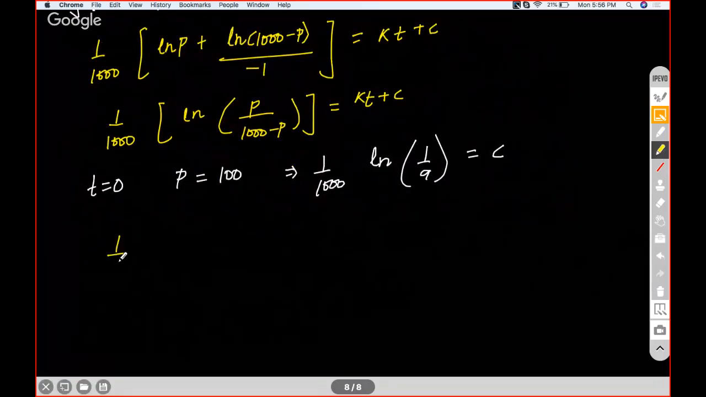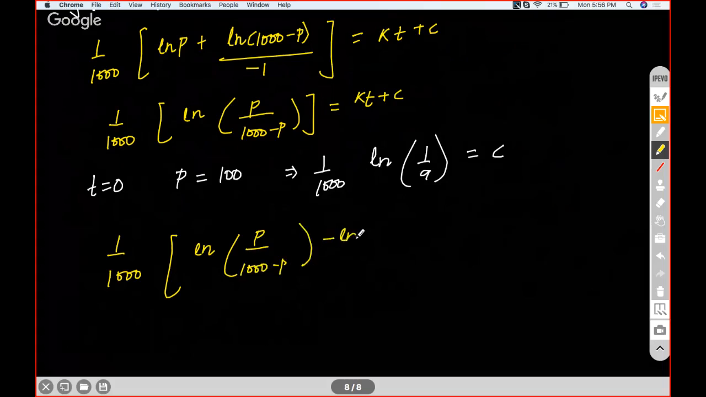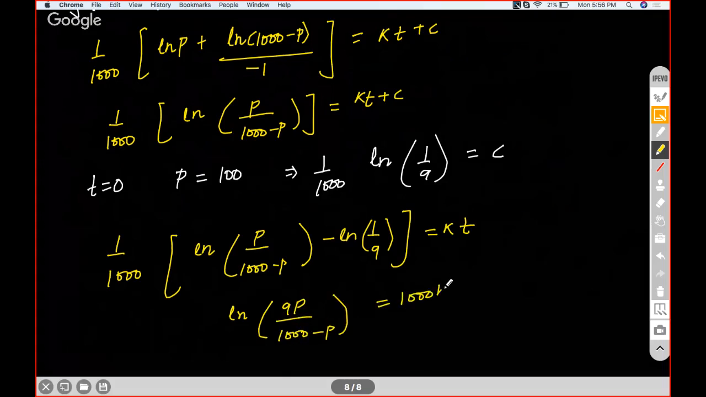So I can write this as 1/1000 times ln(p/(1000 - p)) minus ln(1/9) is equal to kt. Yes or no? So I can say ln(9p/(1000 - p)) is equal to 1000kt. Is that fine? Alright.